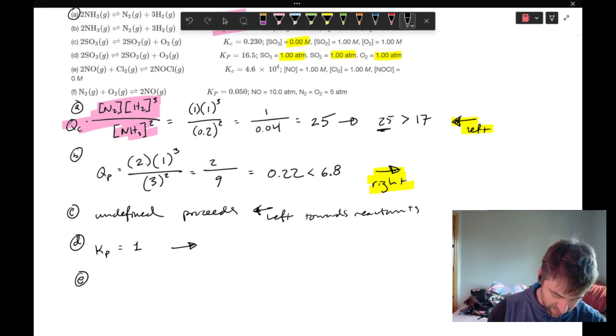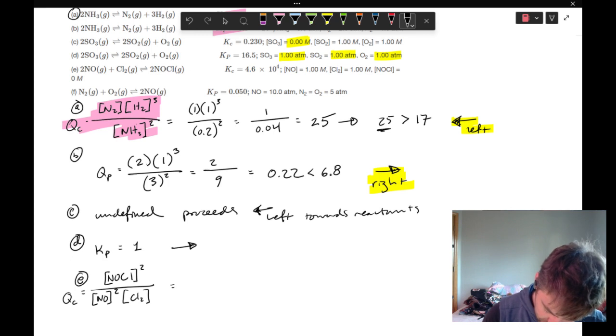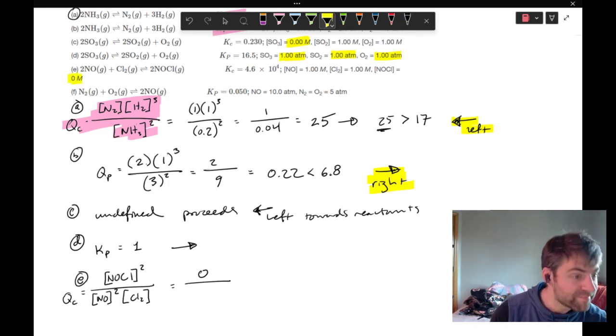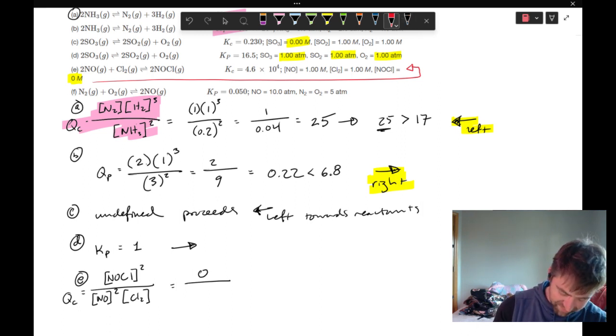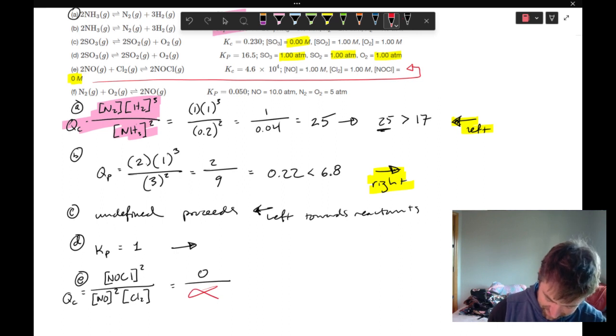E, we've got a similar thing going on, but I'm going to go ahead and write this one out. We've got concentrations over what we're given. There's a weird break in the line here, but our concentration of product is zero. Zero divided by anything is zero. Doesn't matter. Equals zero. Since we don't have any products, the reaction is going to proceed in that direction, to the right.